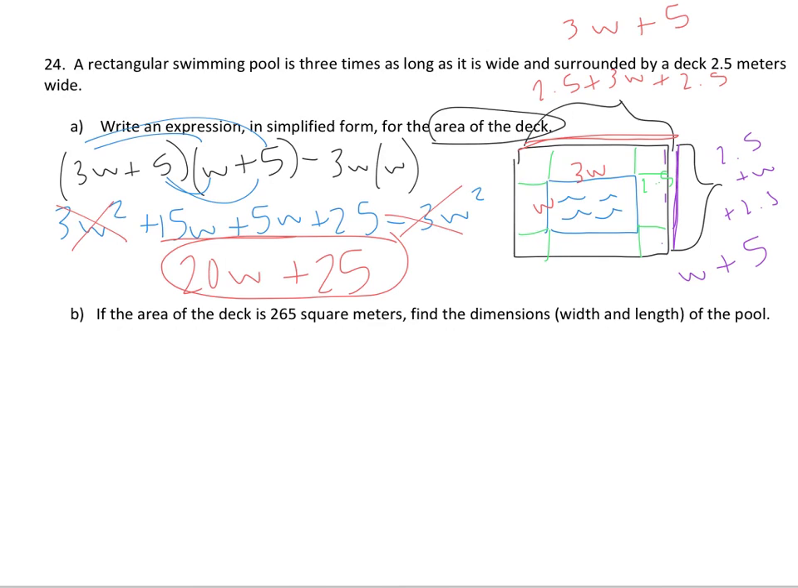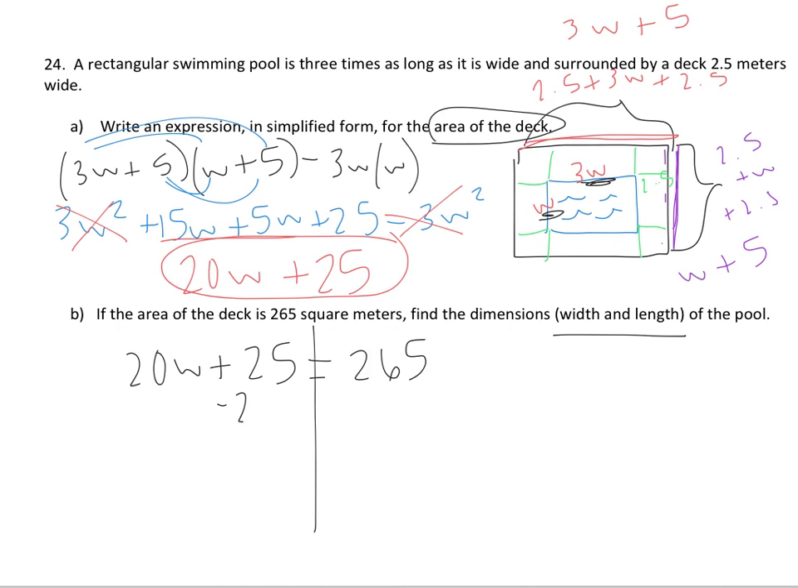Now part B says, if the area of the deck is 265 square meters, find the dimensions, width, and length of the pool. So I already know the area of the deck from part A is 20W plus 25. And then I know now the area of that is 265 square meters. So I have 2 items here that are telling me that they're the same thing. I'm going to go ahead and set those equal to each other. And then now when I solve for W, I'll be able to find that width and length of the pool because the width is W right here, and then the length is just 3 times whatever we get for W. So let's solve this equation here.